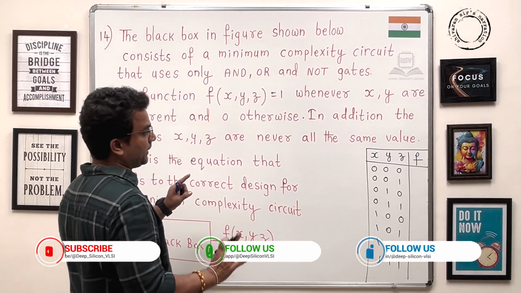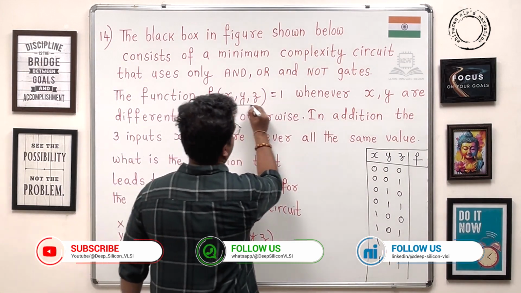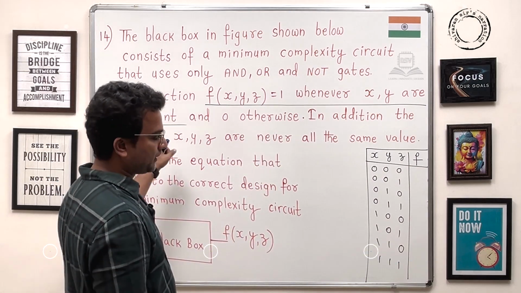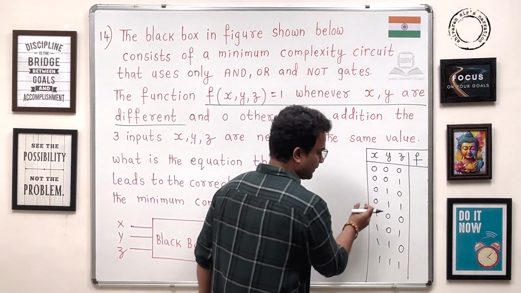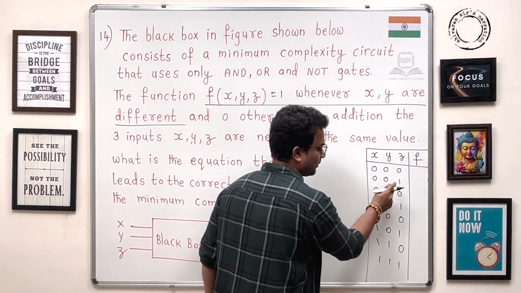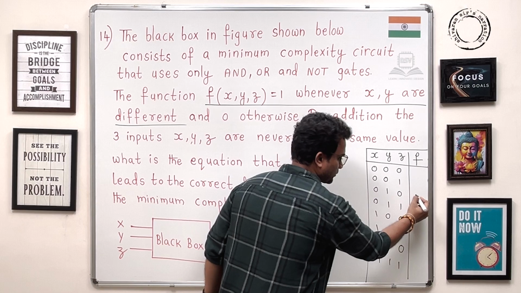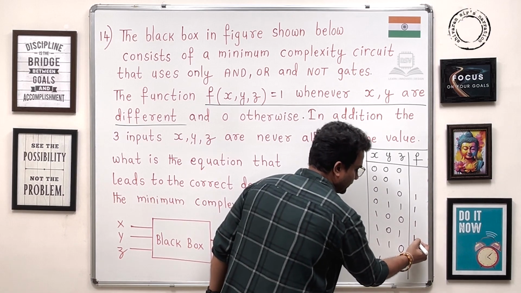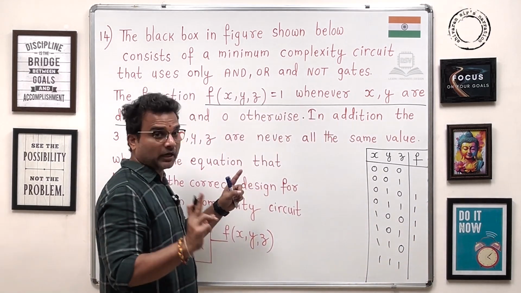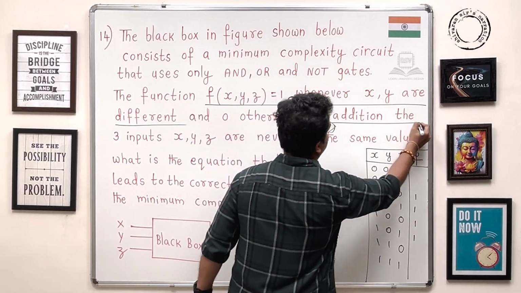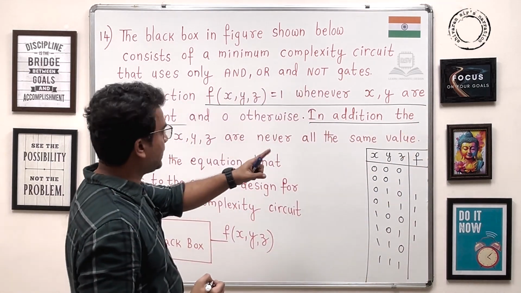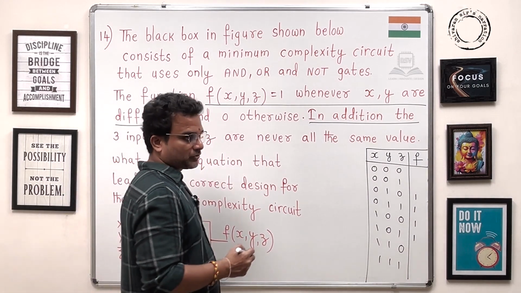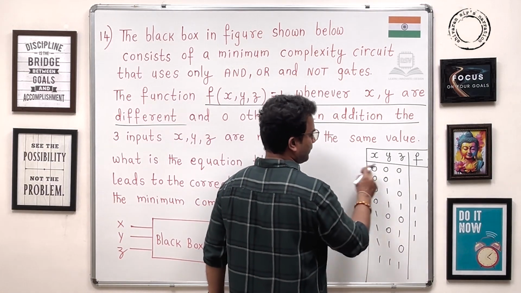Now, what is the requirement? Design requirement: f of x, y, z is equal to 1 when x and y are different. Here x, y are 0, 0, so x and y are the same in this case. Here it is 1, 0, x and y are different, so you will get 1. And 0 otherwise. However, there is one more requirement. In addition to that, the 3 inputs x, y and z are never all the same values.